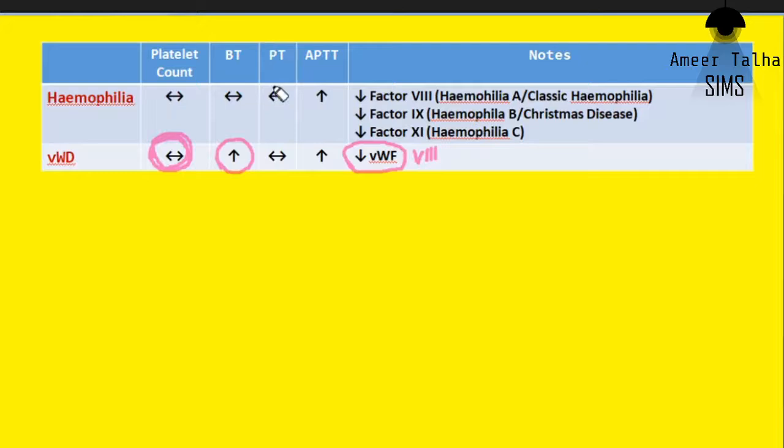So your question is why prothrombin time is normal. Prothrombin time depicts the extrinsic pathway. There is no role of factor 8 in the extrinsic pathway. That is the reason prothrombin time is within the normal range.